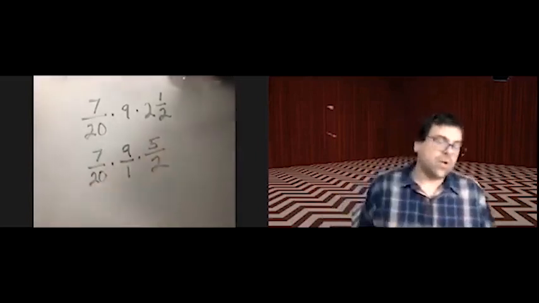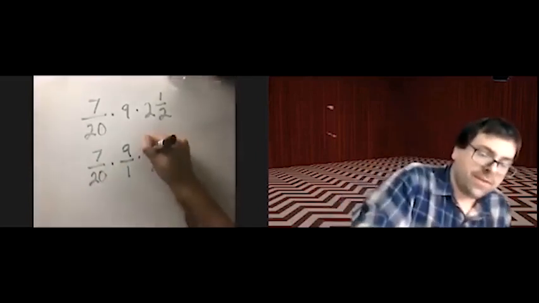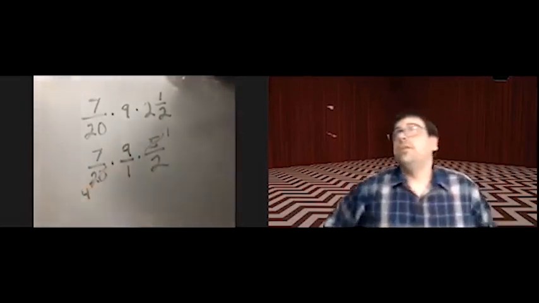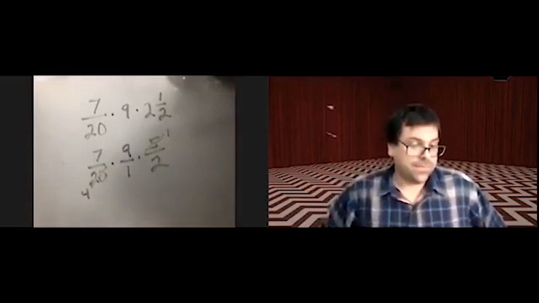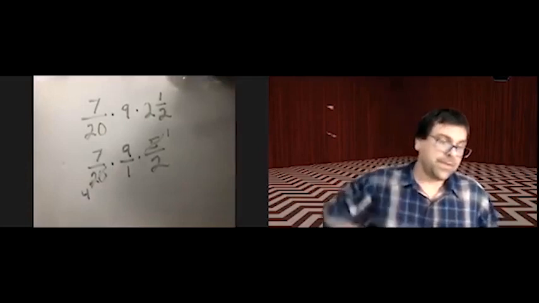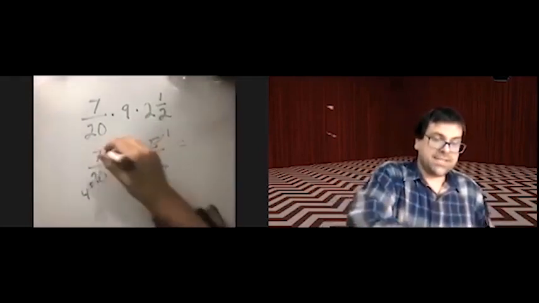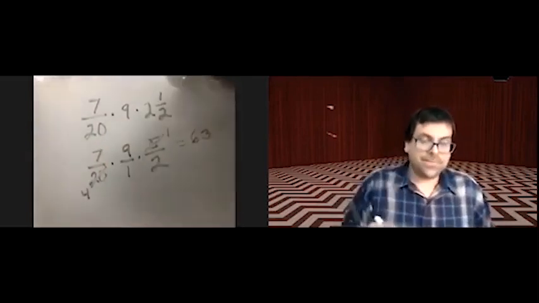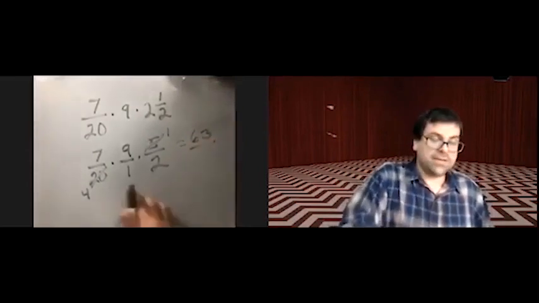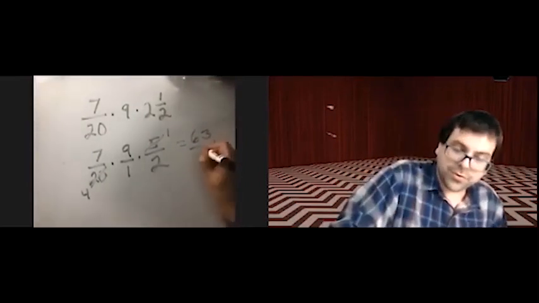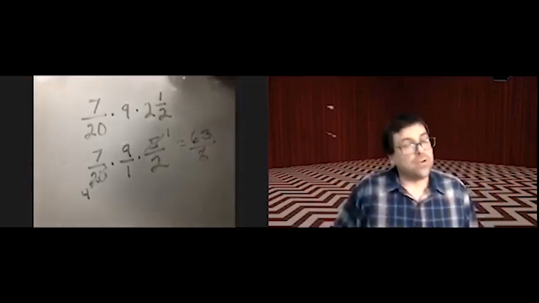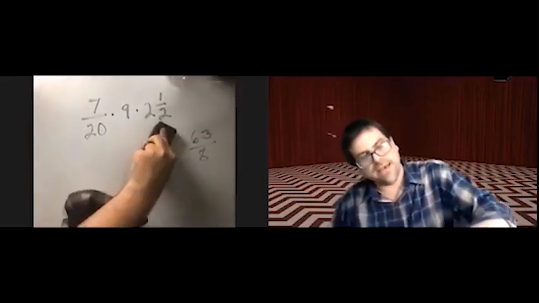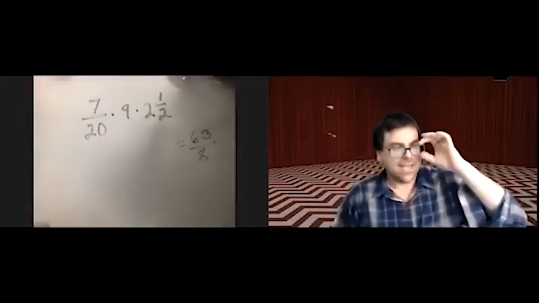We can cancel the 5 and the 20. Both are divisible by 5. 5 divided by 5 is 1. 20 divided by 5 is 4. On the top, 7 times 9 times 1, that's just 7 times 9 is 63. On the bottom, 4 times 1 times 2, that's just 4 times 2 is 8. Can we do an answer of 63 over 8, though? No, because that mixed number is there. So we need the mixed number in the answer.